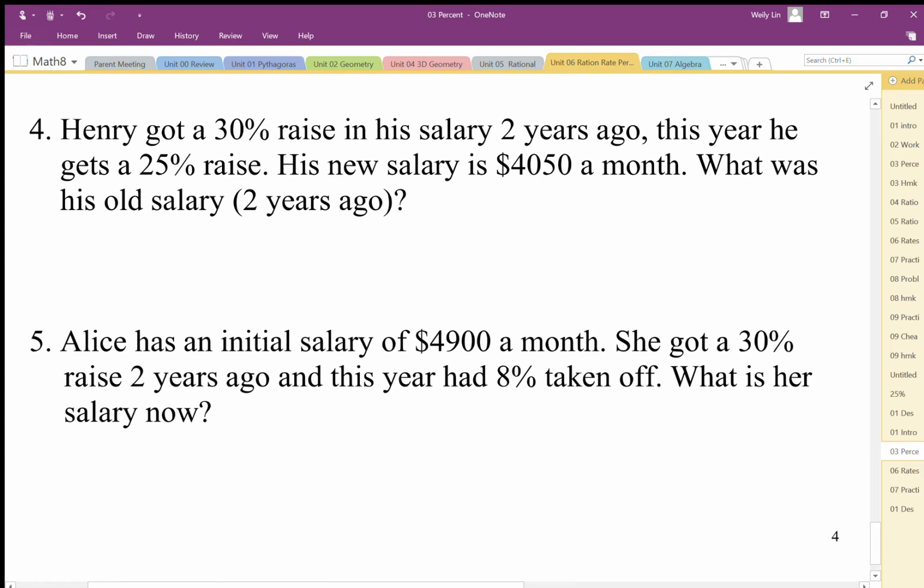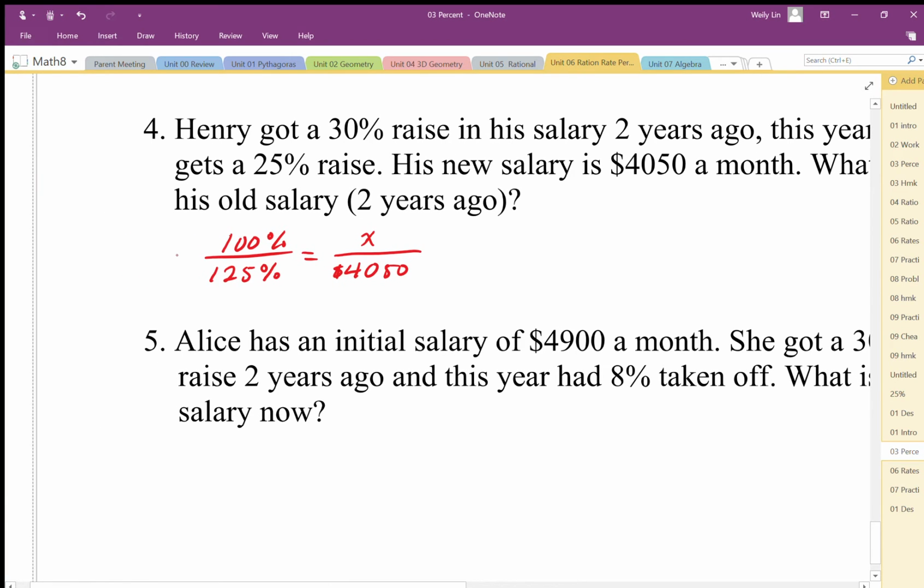Okay, so what we can do is we could do this in steps. So his salary last year is going to be our 100%, and the salary now is our 125%. So the 4050 represents 125%. And we can just use that decimal multiplier to work out the percentage last year. So in this case, last year, I'm going to replace that with the 100%. Okay, and maybe I should make sure that's clear. So that's going to be last year compared to now.